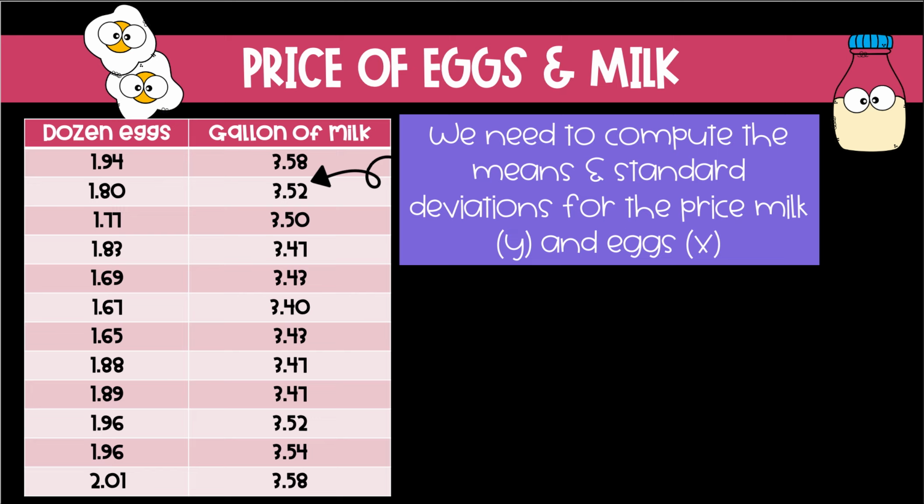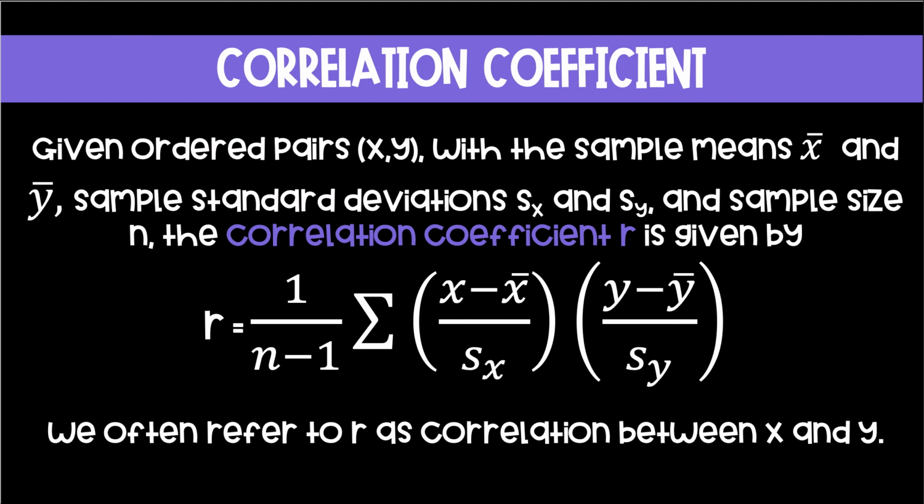Okay, so first step, we need to know what are the means and the standard deviation for each, the price of the milk and the price of the eggs. I hope you remember from the previous chapters how to do this. If you don't, let me show you. I'm going to be using Excel to show you how to find the mean and the standard deviation. Remember, we're finding the sample mean and the sample standard deviation as per our definition.